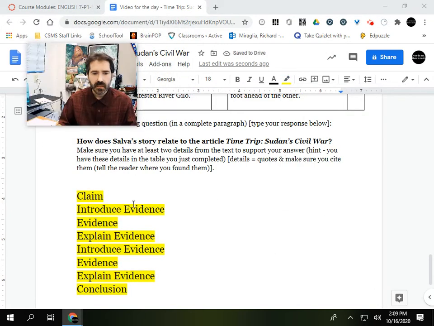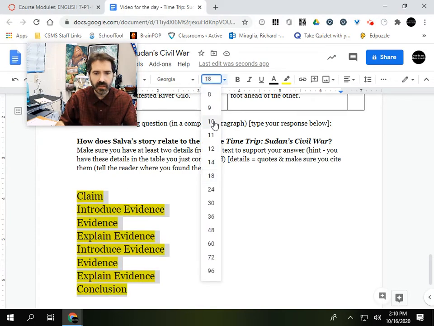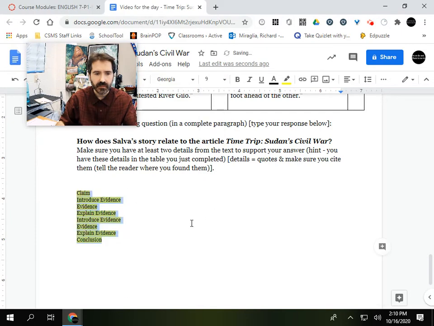It's going to be claim, introduce evidence, explain evidence, introduce evidence, explain evidence, having the evidence in between, sort of like you may have heard a quote sandwich or a quote hamburger. You have the introduction to the evidence, you have the evidence, you explain it like a sandwich. Okay, so that's what we're going to do here quickly, and then we'll be able to wrap this up.